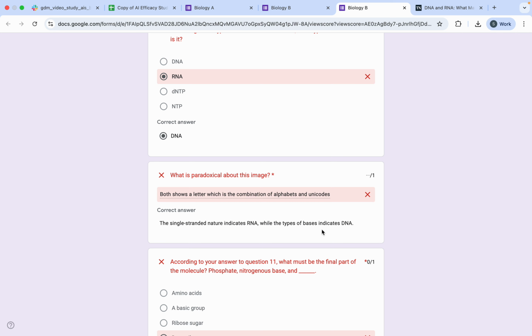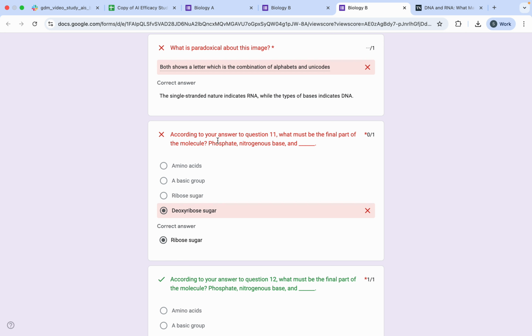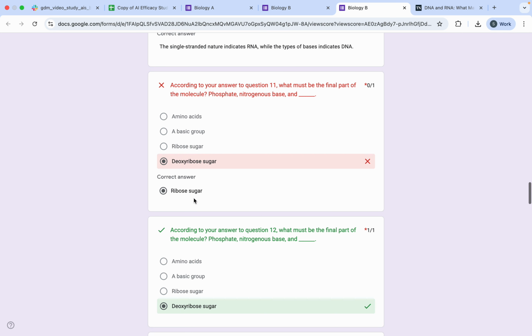Next question is, according to your answer to question 11, what must be the final part of the molecule? Phosphate, nitrogenous base, and it should be ribose sugar. Okay, ribose sugar is the correct answer, not deoxy sugar.